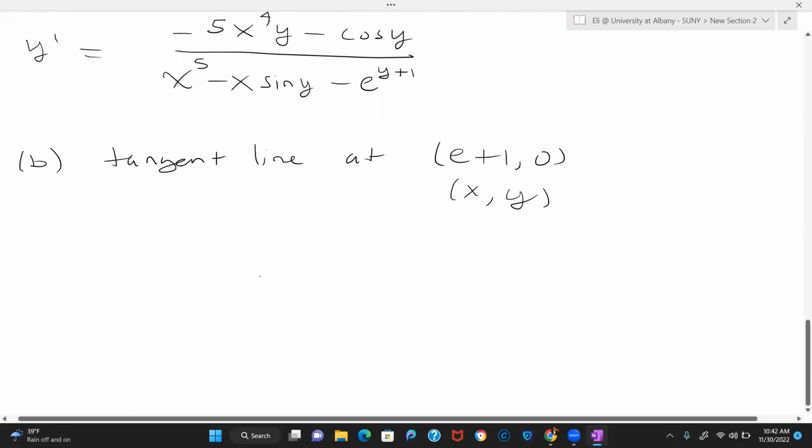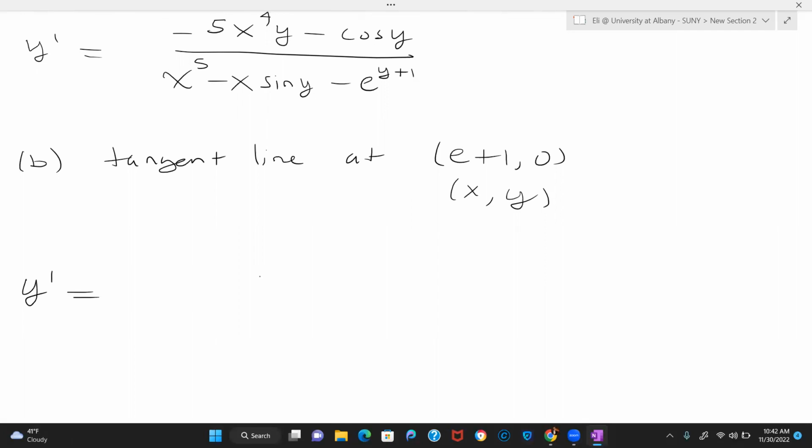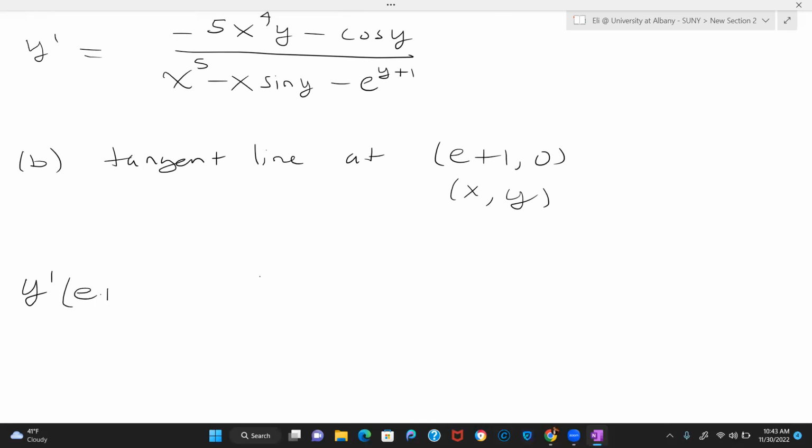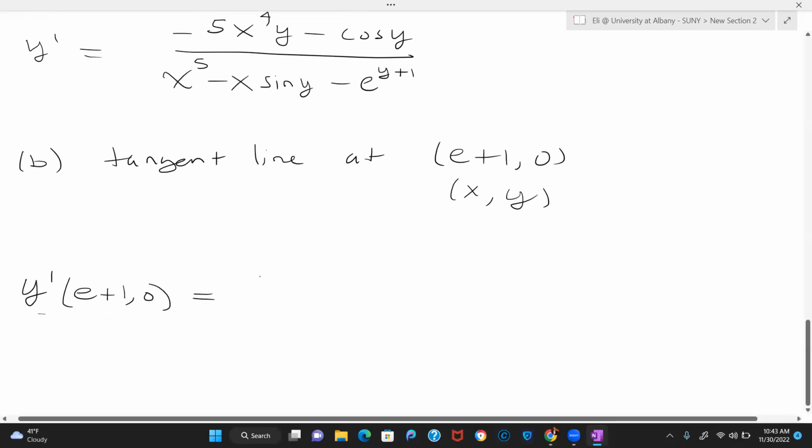And remember, the derivative gives you the slope. So we're going to plug this point in here. I guess some people did actually write this, and this is actually the right thing to do. I haven't been doing it, but it didn't occur to me to actually do it. So you just use functional notation. So y prime of e plus 1, 0. So it's like we're evaluating y prime at this point.